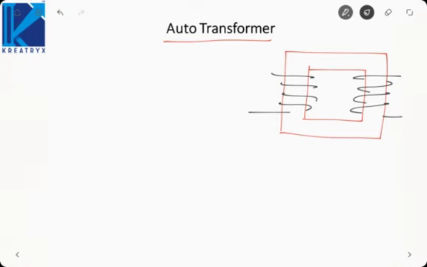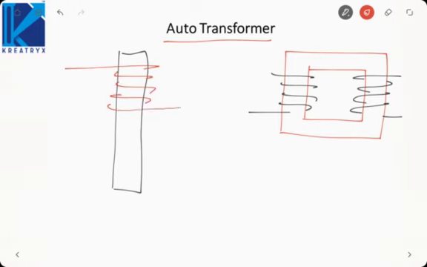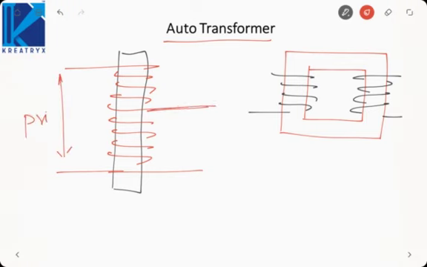But in case of auto transformer, suppose this is my core material, and the winding is wound something like this. So this will be my primary side, and this is my secondary side. Some portion of the winding is common between primary and secondary. Such a transformer is called an auto transformer.